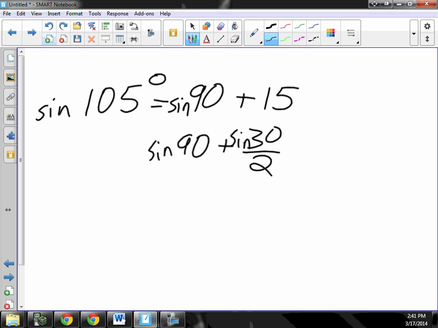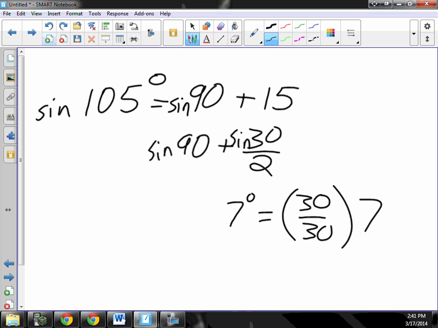Well, what about 7 degrees? Can you create 7 degrees? I can. It's really easy. How would you do it? You could use negative numbers. Here's the easiest way. 7 equals 30 divided by 30 times 7. Right? So the sine of 7 is equal to the sine of this big mess.